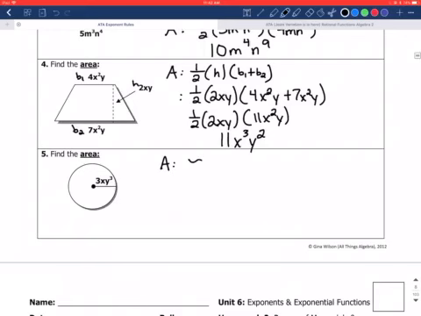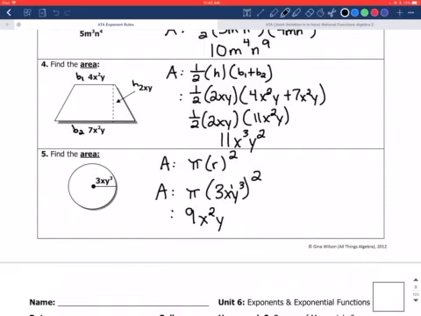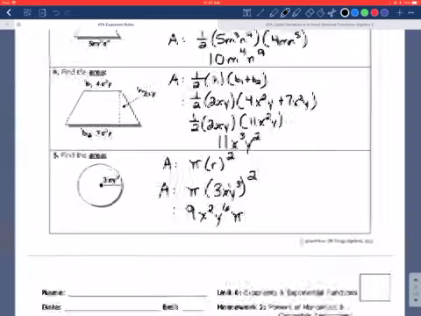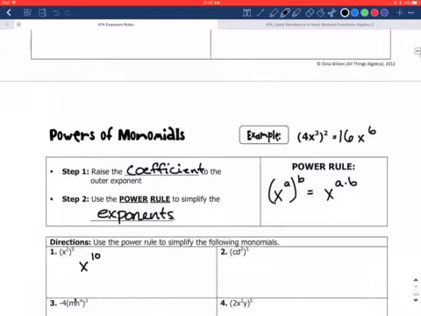Lastly, area of a circle. Hopefully you guys know this. It's pi r squared. So whatever that radius is, we will square it. 3xy cubed squared. So if we're raising that to the second power, we need to raise the 3 to the second power, which will be 9. X to the first times 2 will be x squared. Y to the third times 2 will give you y to the sixth. And then tack on the pi at the very end. And that is geometric applications.